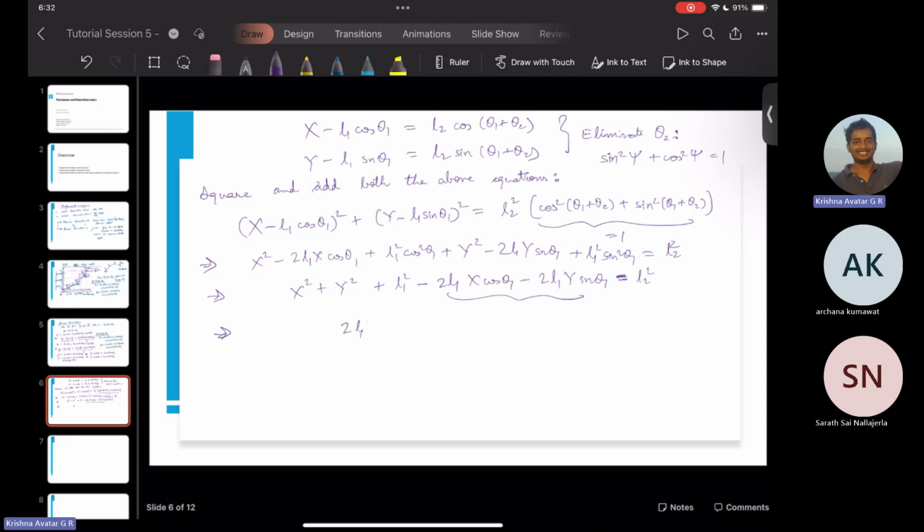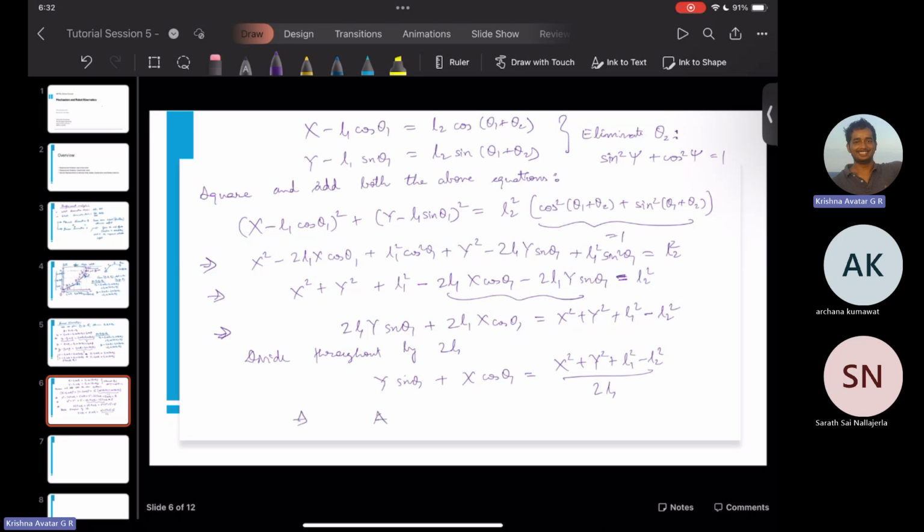We can just write it as 2L1 y sine theta 1 plus 2L1 x cosine theta 1 equal to x squared plus y squared plus L1 squared, then minus L2 squared, and then divide throughout by 2L1, which gives us y sine theta 1 plus x cosine theta 1 is equal to x square plus y square plus L1 square minus L2 square divided by 2L1.